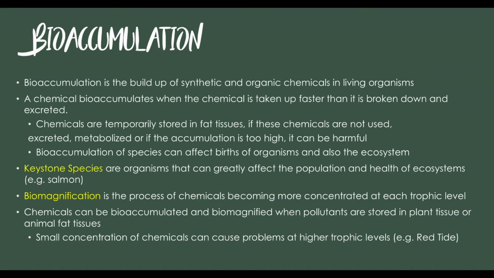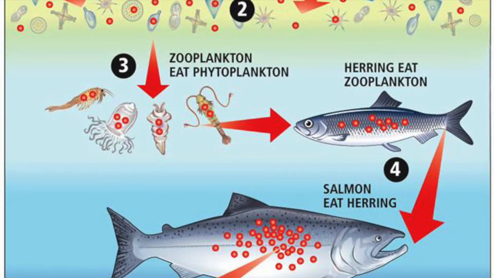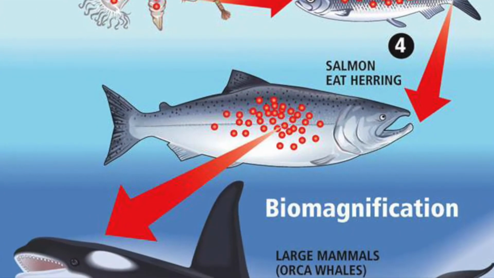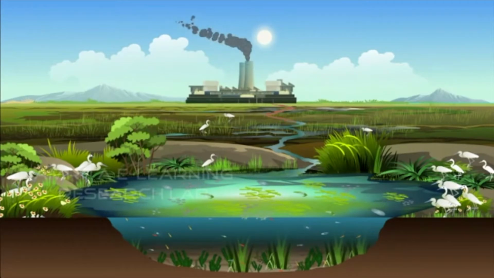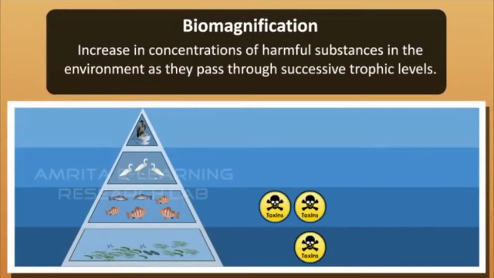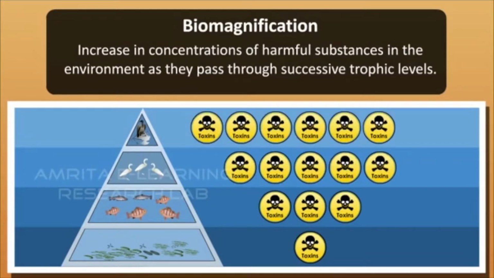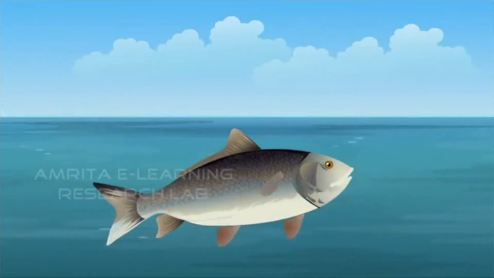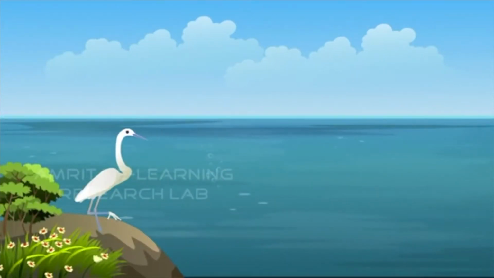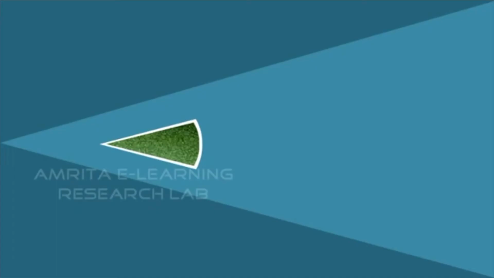Bioaccumulation. Bioaccumulation is the buildup of synthetic and organic chemicals in living organisms. A chemical bioaccumulates when the chemical is taken up faster than it is broken down and excreted. Chemicals are temporarily stored in fat tissues. If these chemicals are not used, excreted, or metabolized, or if the accumulation is too high, it can be harmful. Bioaccumulation of species can affect births of organisms and also the ecosystem.